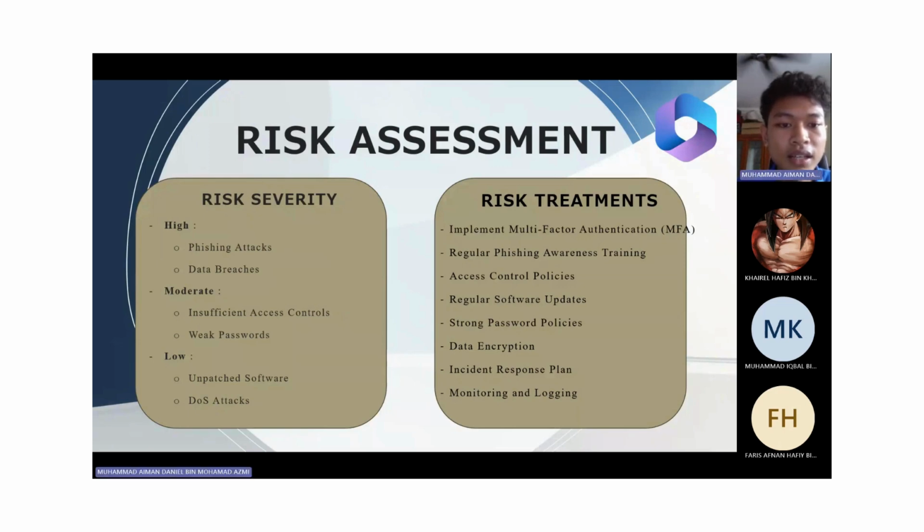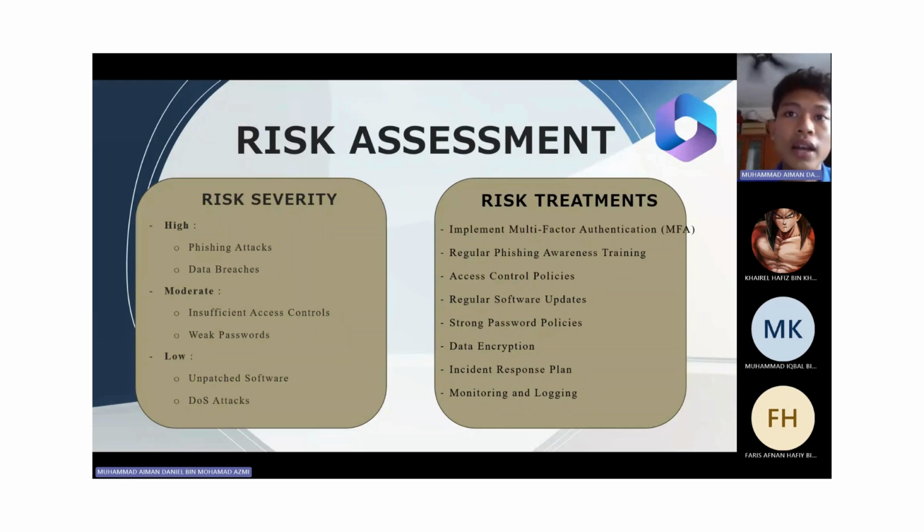And let's look at the first one, which is multi-factor authentication. One of the common steps is to evaluate and select an MFA solution, configure MFA settings in Office 365, or roll out multi-factor authentication to all users and provide training and support to the employees. Same goes for regular phishing awareness training. One of the steps is to develop and update training materials, schedule and conduct training sessions, perform regular phishing simulations, and review and improve training based on simulation results.